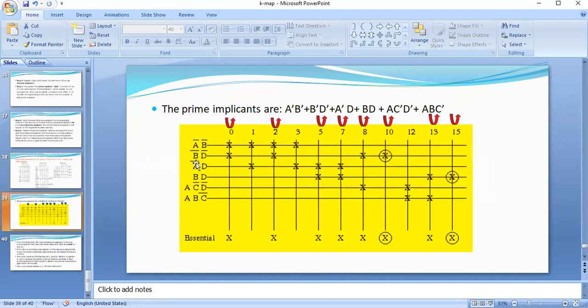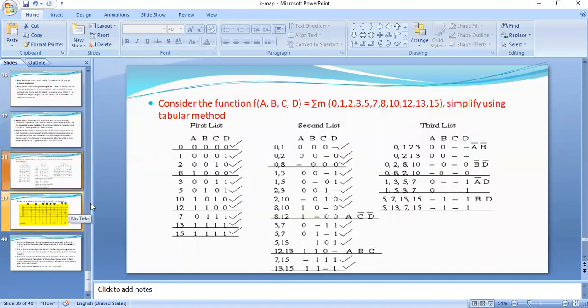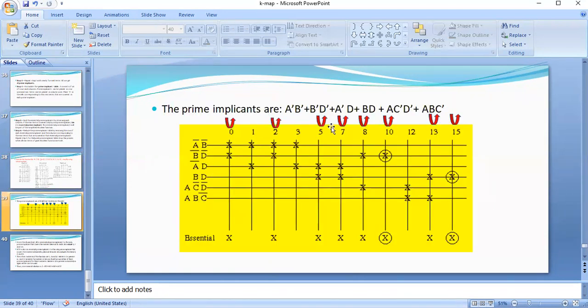So you have to place these 6 prime implicants like this. After that, columns. In columns, we have to place the minterms. Whatever the minterms in the given function, you have to write those minterms as it is here: 0, 1, 2, 3, 5, 7, 8, 10, 12, 13, 15. See here, A bar B bar is a prime implicant.